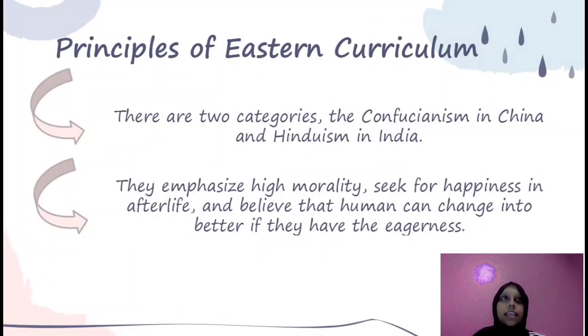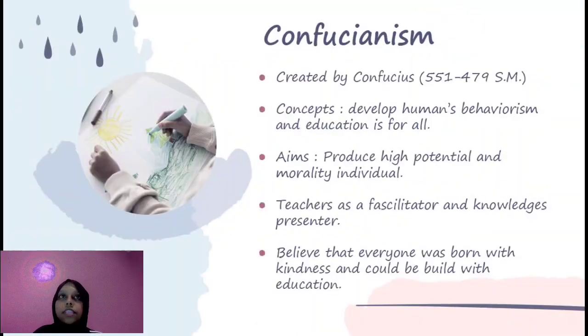Meanwhile, on the other side, the principles of Eastern curriculum are also kind of similar, but there are some differences. In this Eastern curriculum, there are two categories, which are Confucianism in China and Hinduism in India. They also emphasize high morality, seeking happiness in the afterlife, and believe that humans can change for the better if they have the eagerness, where if they want to learn something, they can, only if they have the eagerness to do it. So, Confucianism was created by Confucius between 551 and 479 BC.